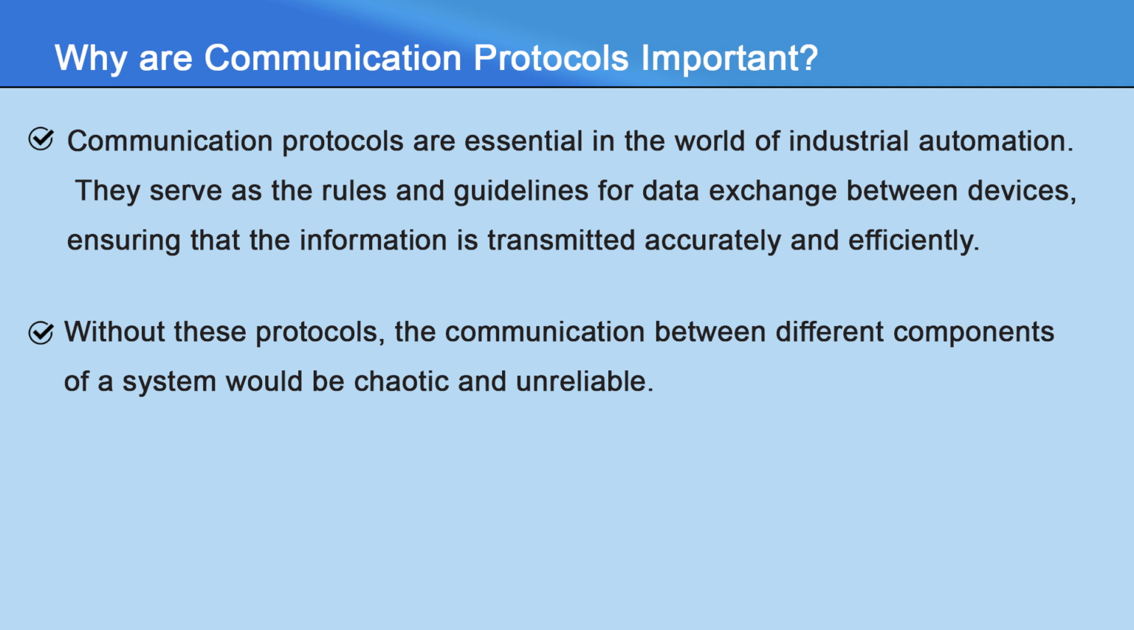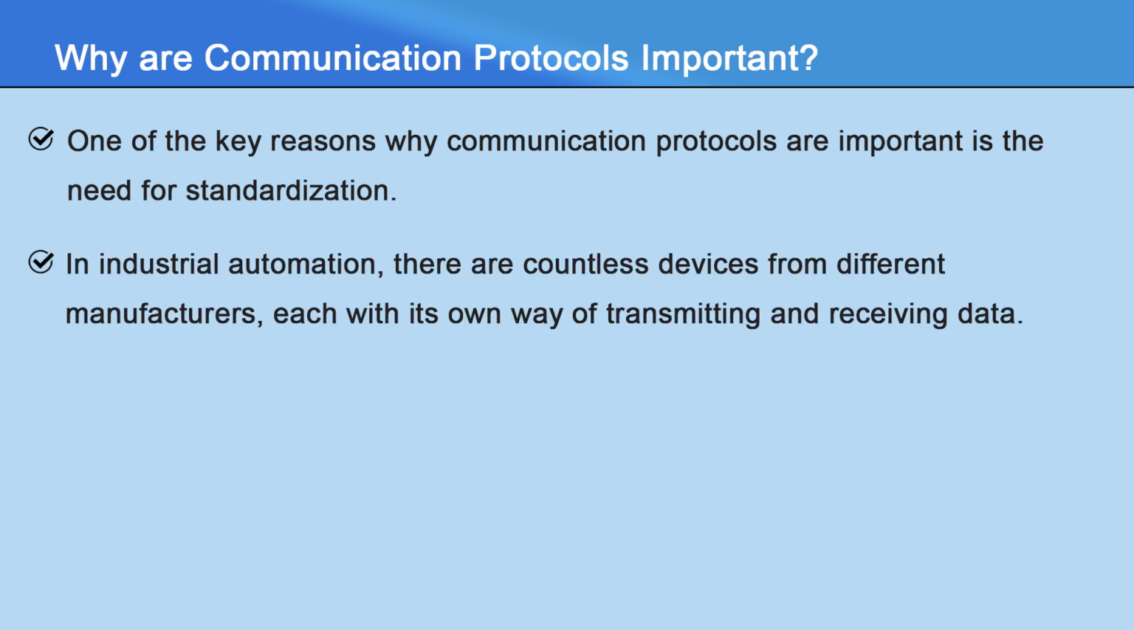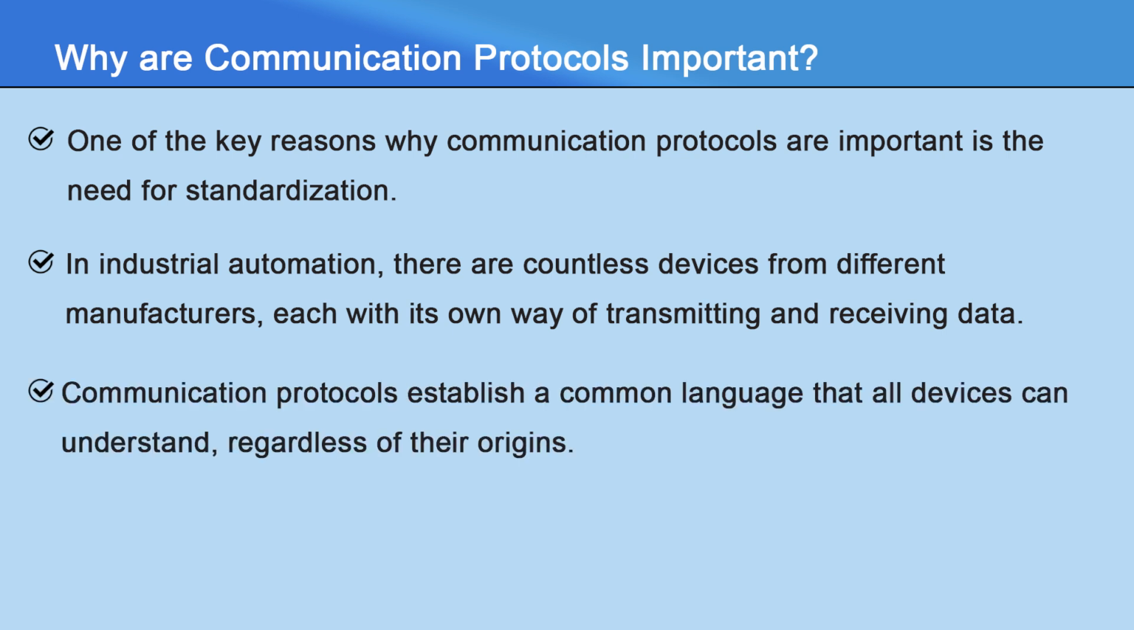not be so efficient. One of the key reasons why communication protocols are important is the need for standardization. In industrial automation, there are a countless number of devices from different manufacturers. Each manufacturer has its own way of transmitting and receiving data, or uses a different language. So, these communication protocols establish a common language that all devices can understand regardless of their origin or the type of manufacturer.